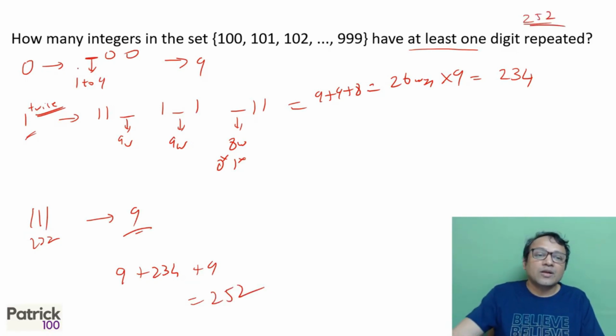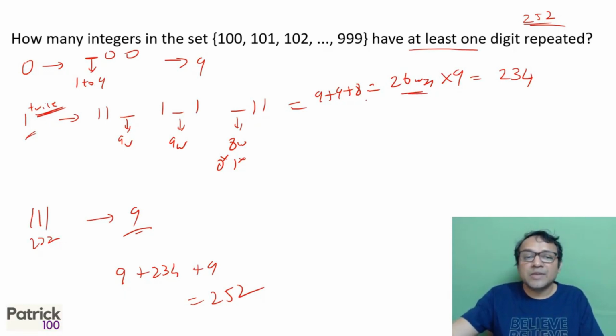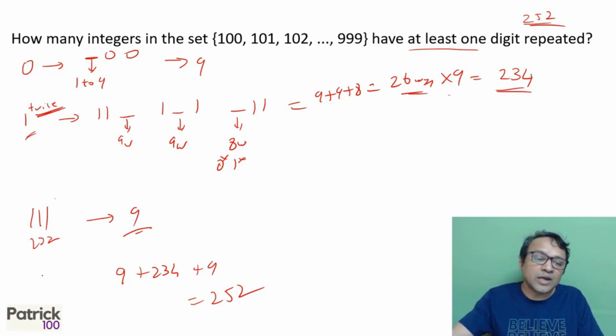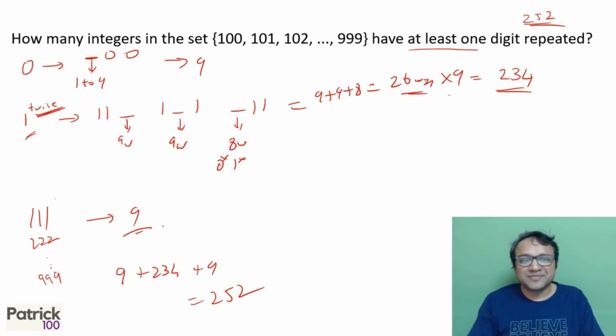Right? So first you take 0, which is only 9 ways. Then we take numbers repeated twice, like 1, 1, which comes to 26 ways, but there are 9 such digits, so 234. Then we take numbers repeated thrice, so 9 ways, 111, 222, up to 999. Add the total number of ways, and you will get 252 as the answer.